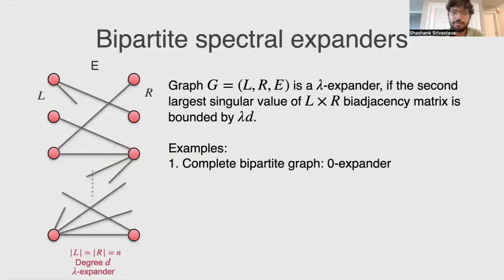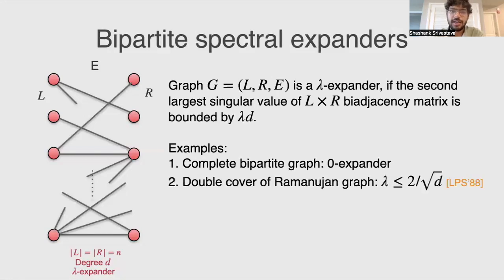If we take a complete bipartite graph, under this definition it's going to be a zero expander. And double covers of Ramanujan graphs can be shown to be lambda expanders with lambda something like 2 over square root d. So whatever constant lambda we want, we can find a constant degree infinite family of graphs with that strong expansion.